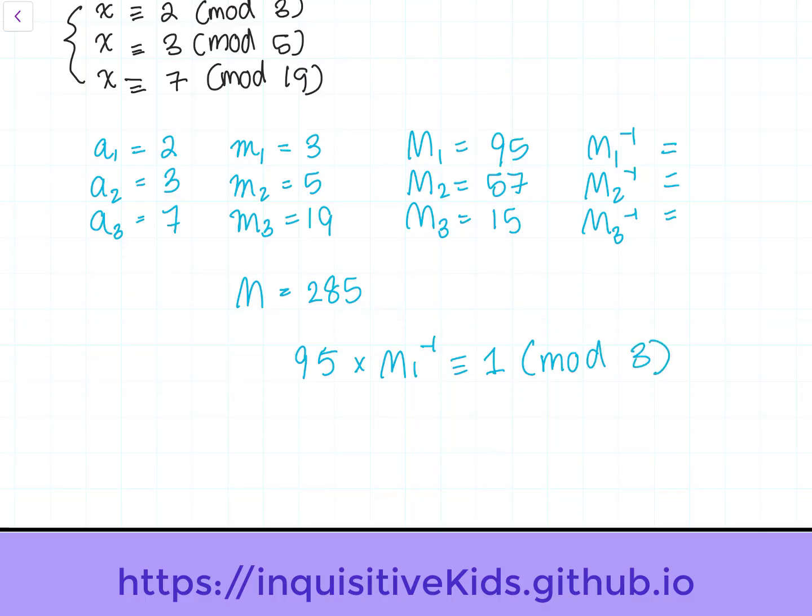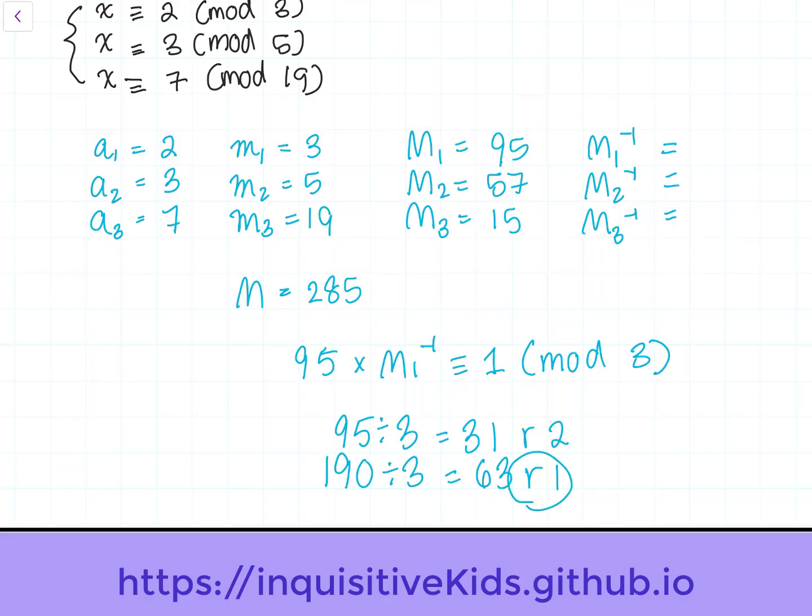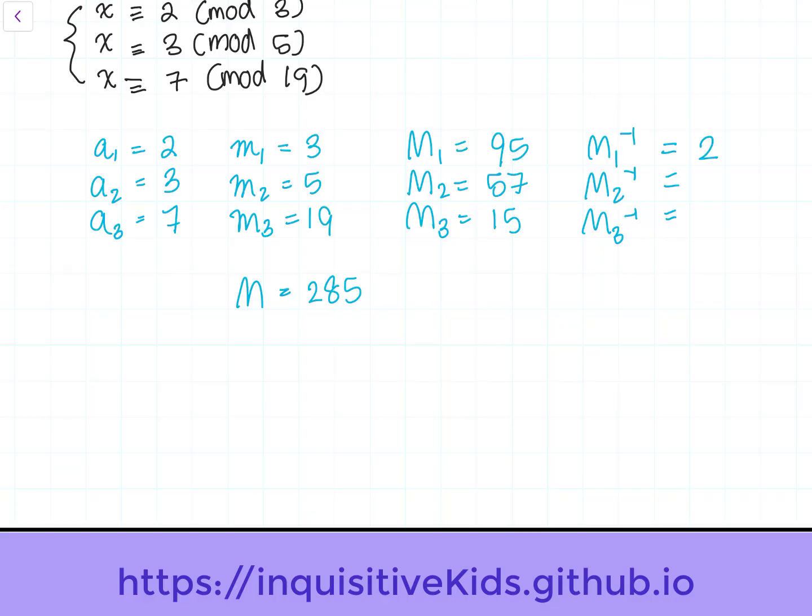Well, let's see what is the remainder when 95 itself is divided by 3. When 95 is divided by 3, that is 31 remainder 2. The next multiple of 95, 190 divided by 3, gives us 63 remainder 1. This is our first remainder 1, which means that the value of the inverse of big M1 would be 2, because 2 times 95 is equal to 190. Now let's do this for the inverse of big M2. 57 times the inverse of big M2 would be congruent to 1 mod 5.